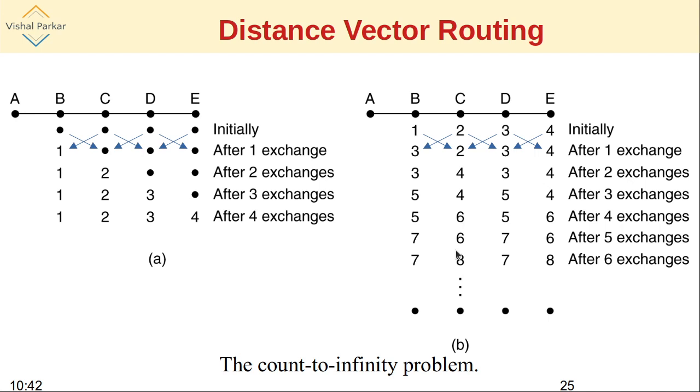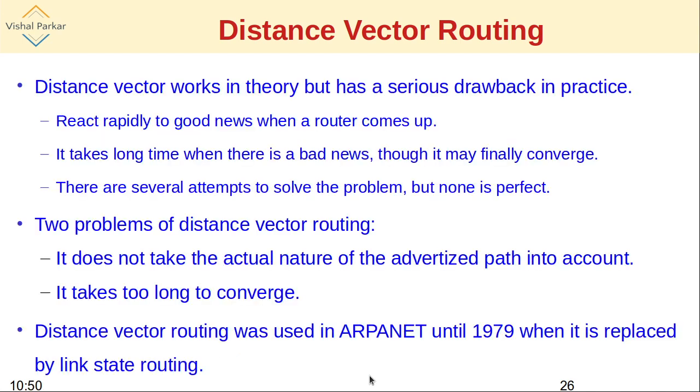So this is what is called the count to infinity problem. The distance vector suffers from the count to infinity problem. So this is the drawback. The good news spreads rapidly, but it takes a long time when there is bad news. It may finally converge, even though several attempts have been made to solve this problem, but none appears to be working perfectly.